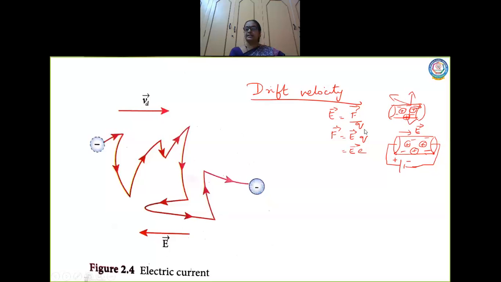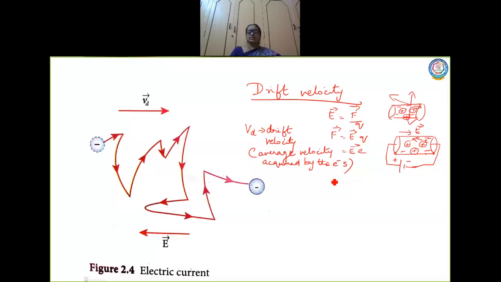Now this is the electric field direction, positive to negative. What should be the movement of electrons inside here? It should be from negative to positive. So this is how the electrons drift towards the positive terminal. They get accelerated when an electric field is given, so they possess a velocity which is called drift velocity, Vd. They start drifting towards the positive terminal. This drift velocity is the average velocity acquired by the electrons. The average velocity acquired by the electrons inside the conductor is what we call drift velocity.